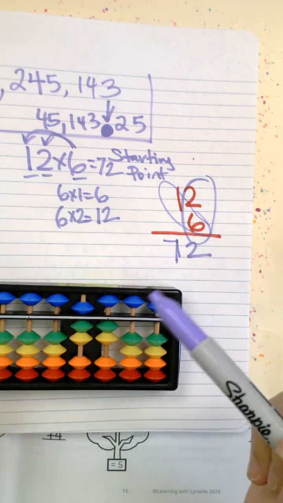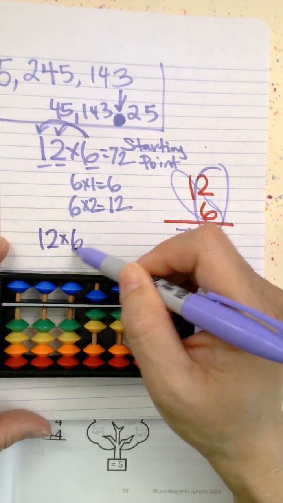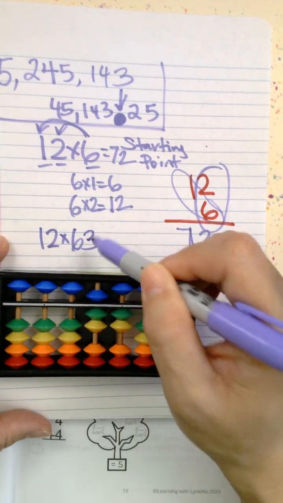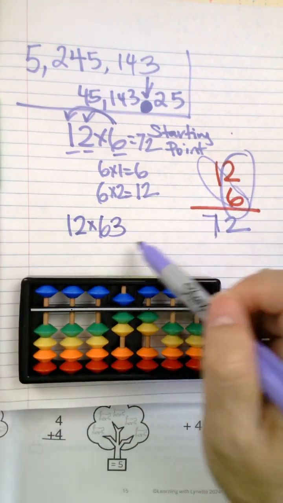So we can take it one step further. Let me do two digits: 12 times 63. It's the same thing.